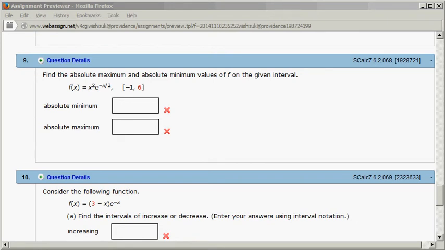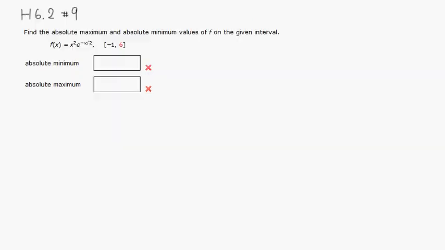Okay, let's look at homework 6.2, problem number 9. We want to find the absolute max and the absolute min values of this function over this closed interval. So let's do that. What we need to do is take the derivative to find the critical numbers.